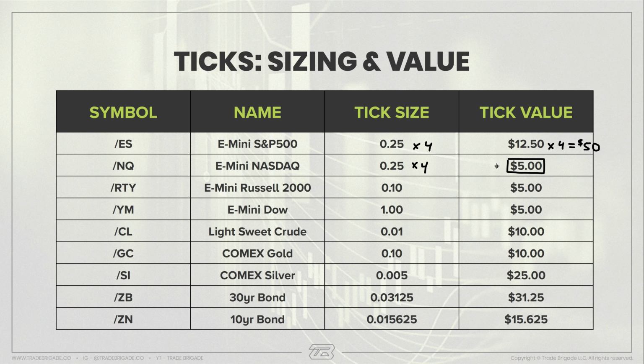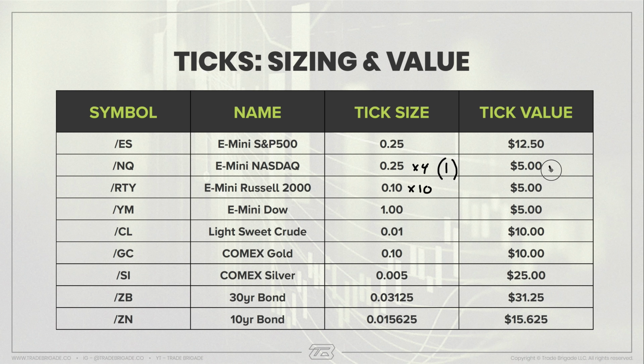Now, let's look at some more different examples as we go on that aren't as simple, right? The first one that we'll start off with is the Russell. The Russell tick size is 0.1, meaning that we actually have a times 10 multiplier. But you'll notice the tick value is the same as the NQ. So when the Russell moves one tick, you're making $5. When the NQ moves one tick, you're making $5. But here's the difference. When the NQ moves one full point, we'll just put that in quotes here, you're making $20, right? Because this is a times 4 multiplier.